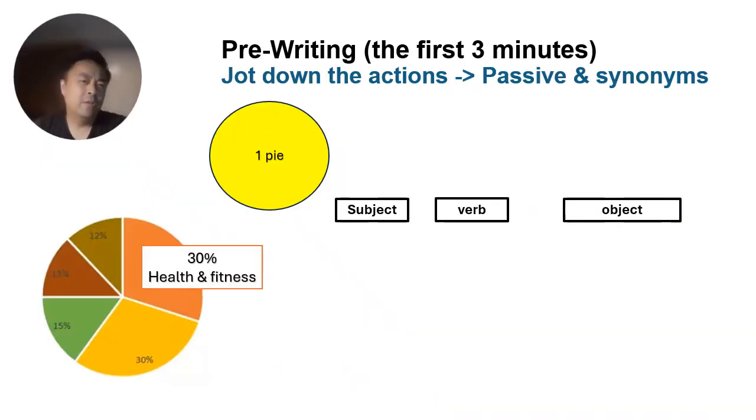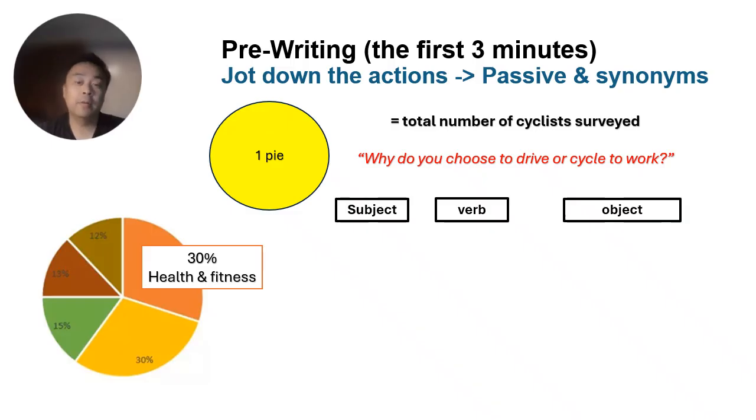Now, once you've done that, you might have extra time. It might be helpful for you, if you have difficulty remembering the grammar and language for talking about pie charts, to quickly write down some phrases so that you remember. Now, if you recall, one pie represents the total number of people surveyed. If you're looking at the pie chart for cyclists and why they ride their bicycle to work, you can imagine the question would have said, why do you choose to drive or cycle to work? So 100% of the pie represents all the people who were surveyed.